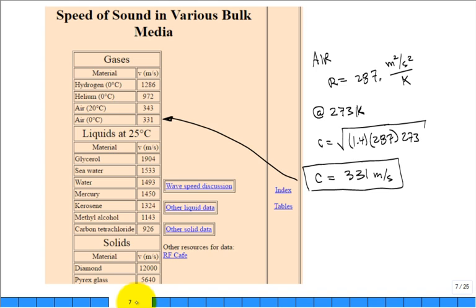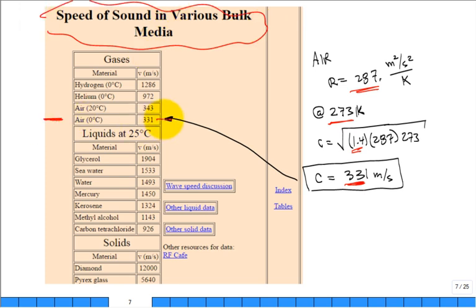We take a value of R for air, a temperature of 0 degrees C, 273 Kelvin, and use 1.4 for the ratio of specific heats. I can run that equation and get about 331 meters per second. I go look on the internet for some site. Oh, air at 0 degrees C. It agrees. The equation looks good.